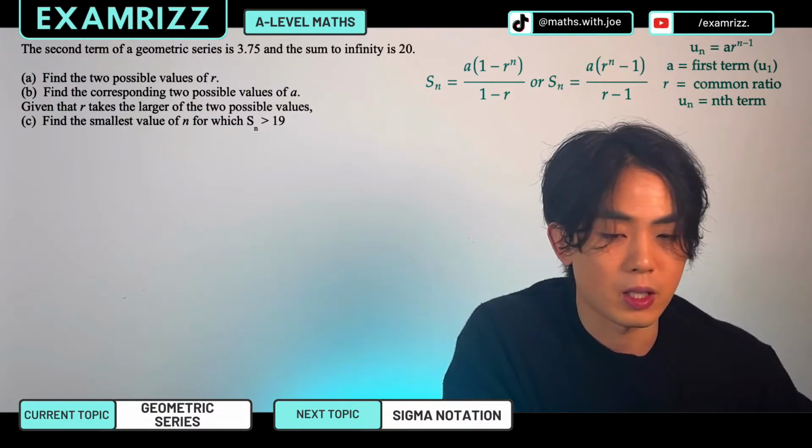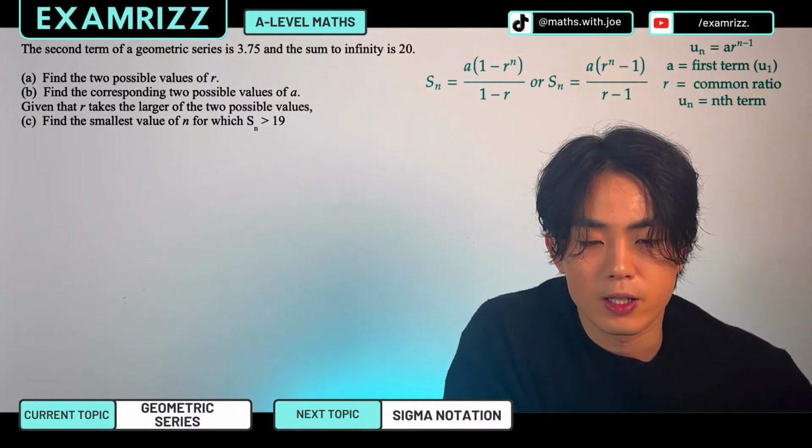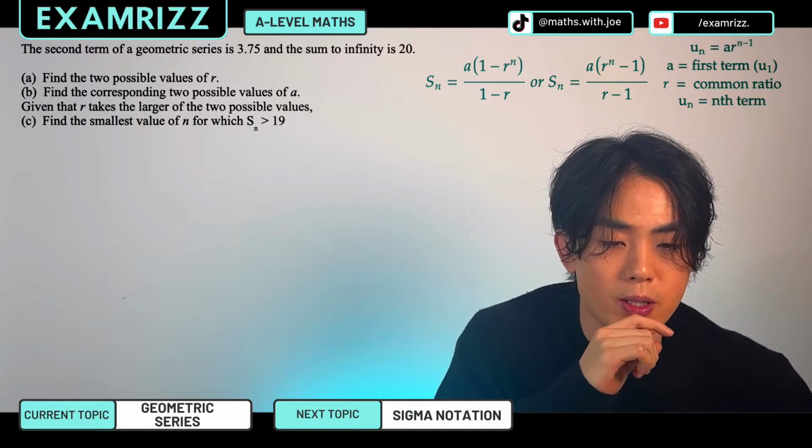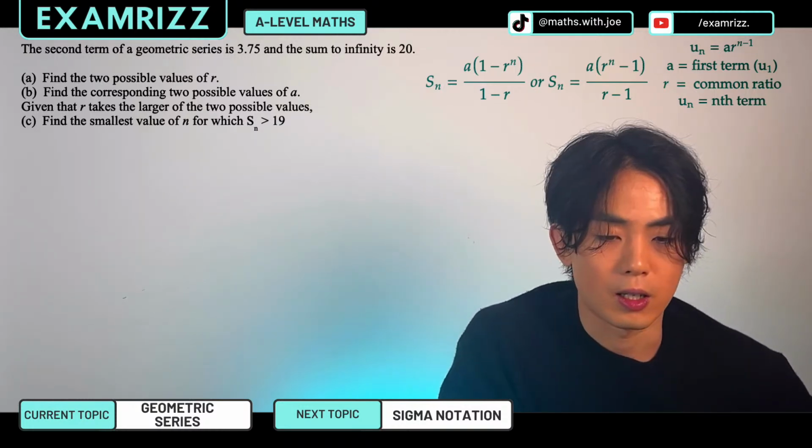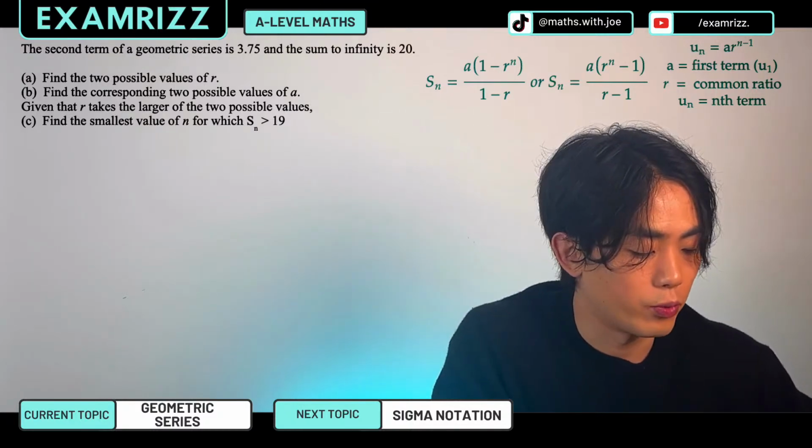Okay, so we can look at some examples. This one here: the second term of a geometric series is 3.75 and the sum to infinity is 20. Find the two possible values of r. So we're given information, let's go ahead and form some formulas.